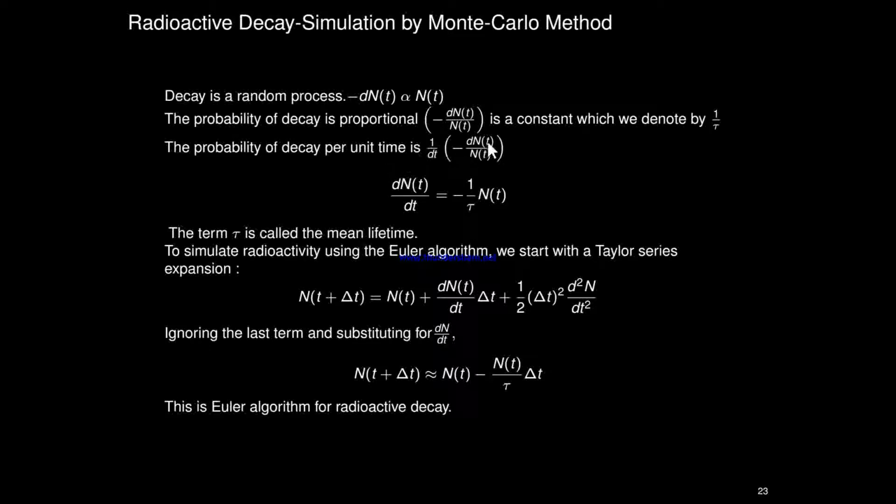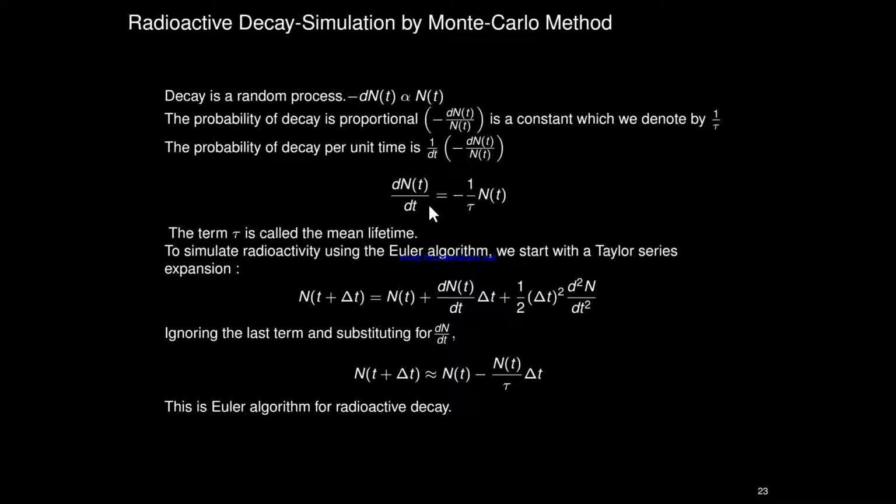Now we equate this. So 1 by dt into minus dN by N will be equal to 1 by tau. So dN by dt, we take N to the right side, which is equal to minus N by tau, with N the number at time t. So dN by dt is equal to minus 1 by tau times N(t). Here tau is called the mean time constant. Then we can simulate the radioactivity using Euler's algorithm.